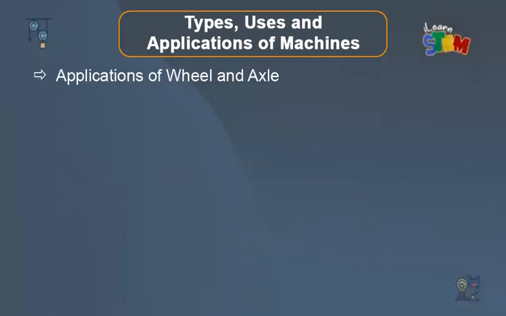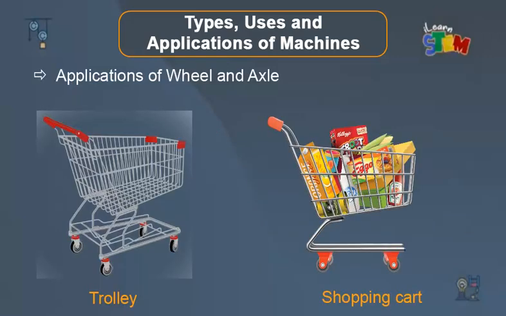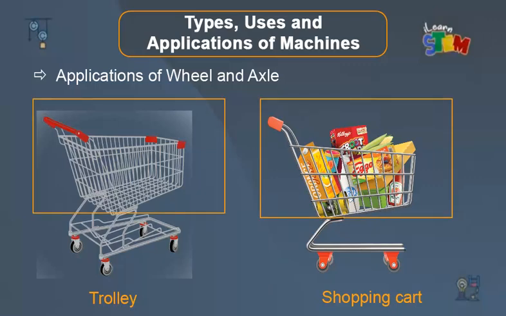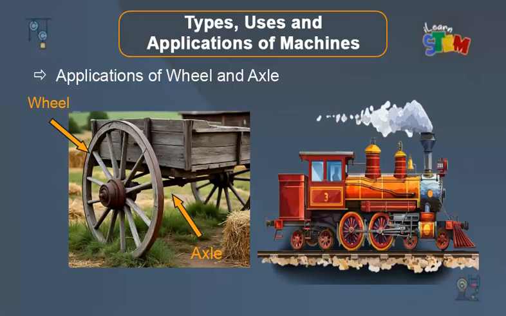Applications of wheel and axle. Trolleys and shopping carts use the wheel and axle to make transporting heavy loads easier. The wheels reduce friction, and the axle helps bear the load. Wagons and trains. Trains use large wheels on axles to move along rails.